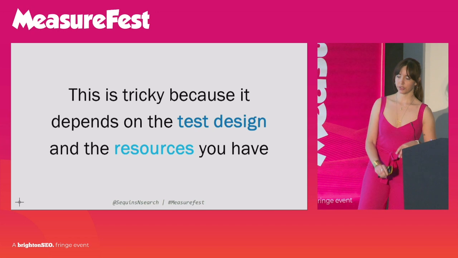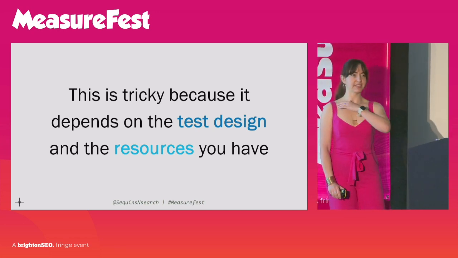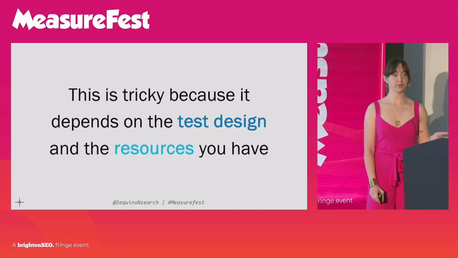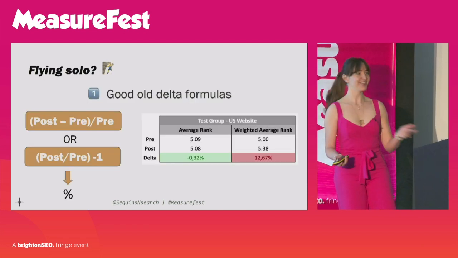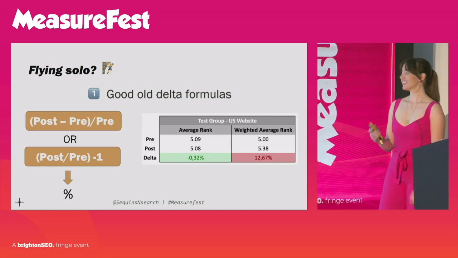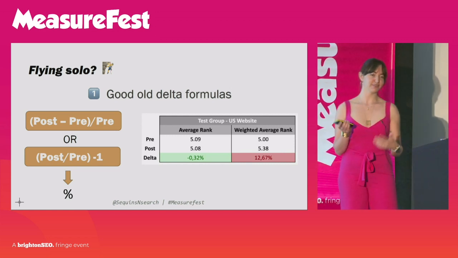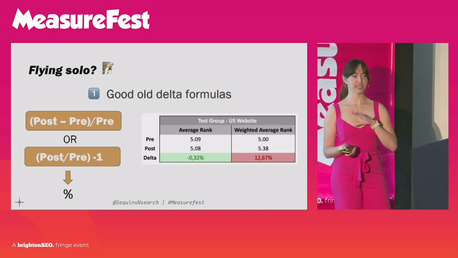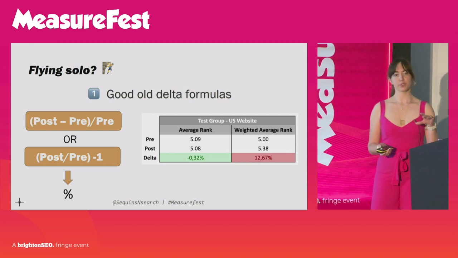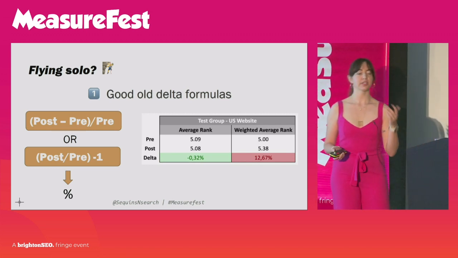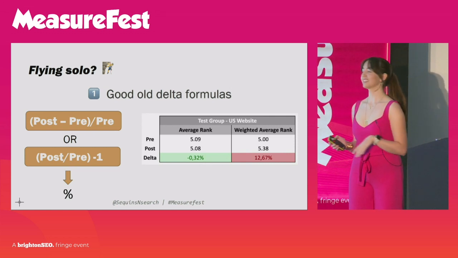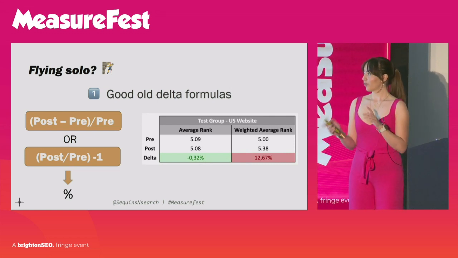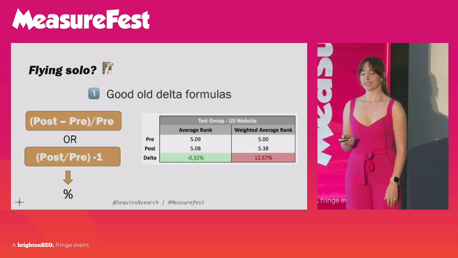And analysis. Again, this depends, because you can have a different test design. You can have different tools as well that you can use. If you're like me and you have to rely a lot on yourself, then you can just use the delta formulas. These are really easy. They rely on just getting the sum of performance, for example clicks, for the post period, comparing it to the pre-period and dividing it. And I've got a template at the end, which you can just copy and paste, and it's going to be super easy. And you can format it the way you like, so it's visually pleasing.